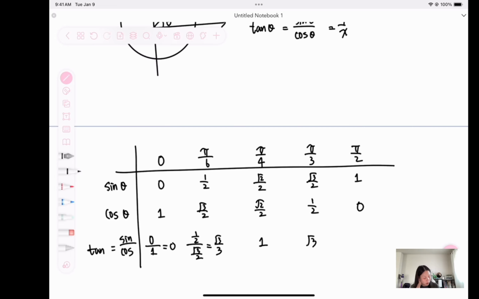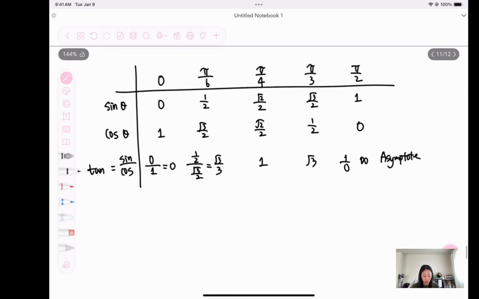And what about this one? Well, when it's equal to 90 degrees, it's equal to 1 over 0. That means this is going to go to infinity, because this part is undefined. So that means when theta is equal to pi over 2, if you remember that from Math 141, this is going to become our asymptote.